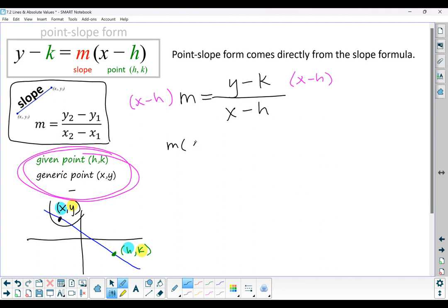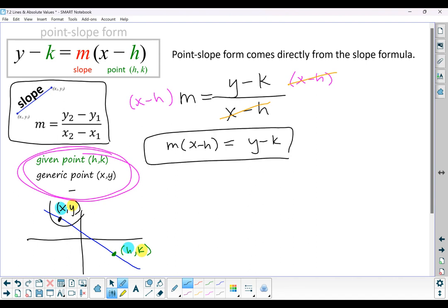So on this side, I have an m and an x minus h. On the other side, the x minus h cancels out, and I have y minus k. So then it's really the same as our point slope form. We've got opposite sides of the equation, but it's the same. So really the point slope form is just a direct consequence of the slope formula.